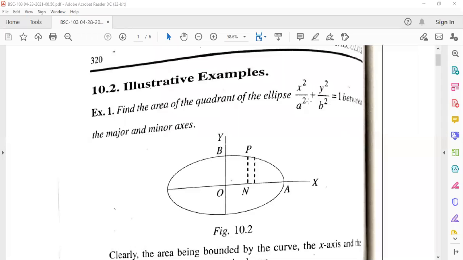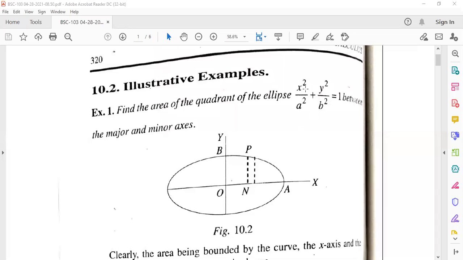Okay, so today we are starting the new part of our volume area. So we are sharing our screen. Is my screen visible to all of you? Here the application of differential calculus is given. Find the area of the quadrant of the ellipse x square by a square plus y square by b square equal to 1 between the major and minor axis.